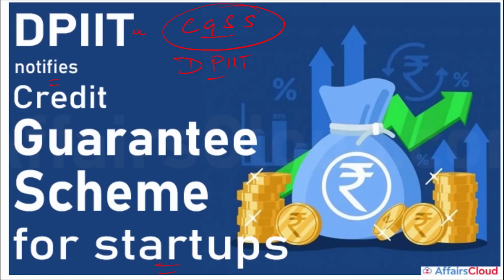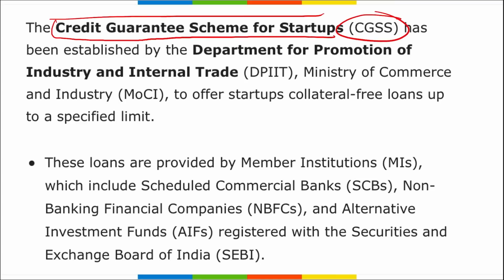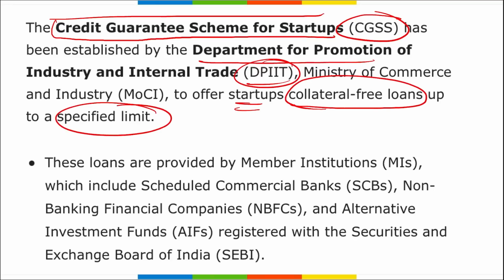This is to offer startups collateral free loans of up to a specified limit. That means if any startup wants to have a loan, then for that they don't have to give any collateral. This was a collateral free scheme. So this credit guarantee scheme for startups, CGSS, has been established by DPIIT, and under this the startups will be offered collateral free loans up to a specified limit.